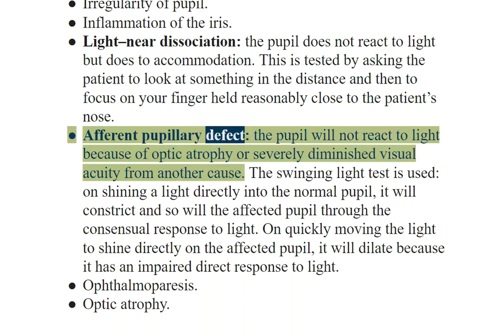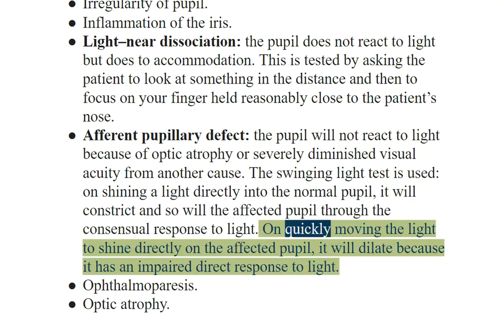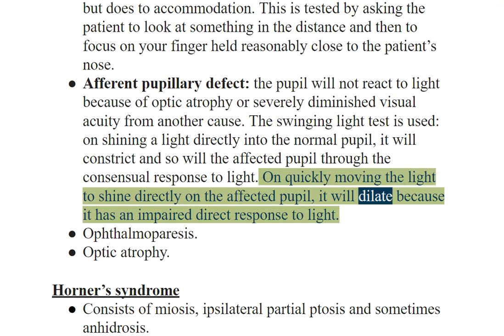Afferent pupillary defect. The pupil will not react to light because of optic atrophy or severely diminished visual acuity from another cause. The swinging light test is used. On shining a light directly into the normal pupil, it will constrict and so will the affected pupil through the consensual response to light. On quickly moving the light to shine directly on the affected pupil, it will dilate because it has an impaired direct response to light.